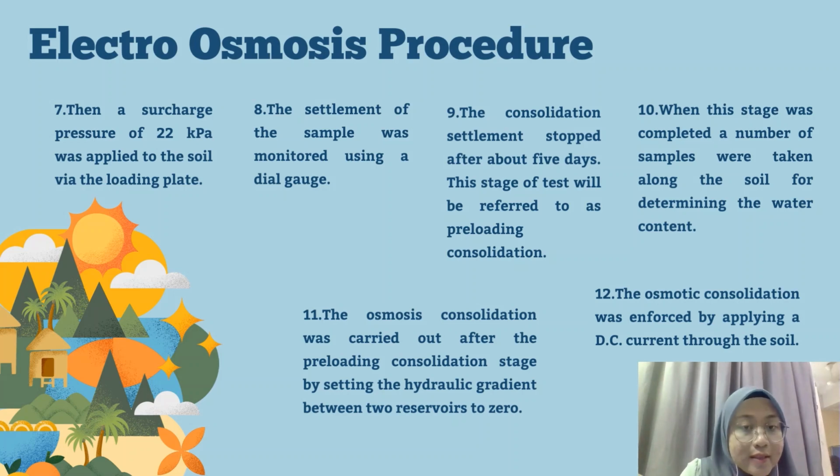The consolidation settlement stopped after about 5 days, and this stage of the test is referred to as preloading consolidation. When this stage was complete, a number of samples were taken along the soil for determining the water content. The electroosmotic consolidation was carried out after the preloading consolidation stage by setting the hydraulic gradient between the two reservoirs to 0. Then the osmotic consolidation was enforced by applying a DC current through the soil.